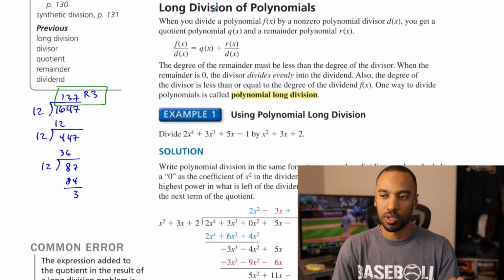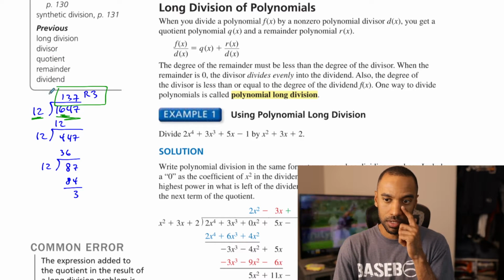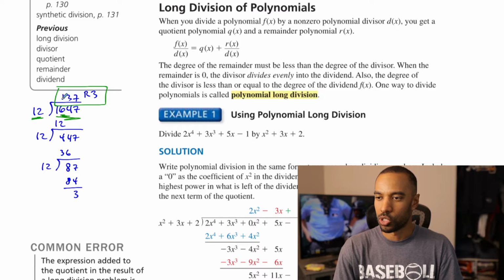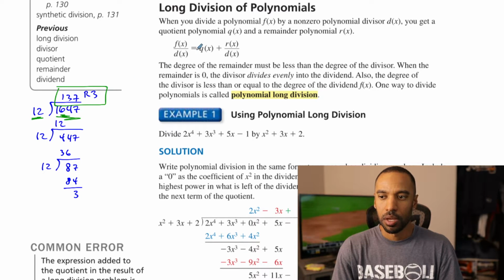Long division of polynomials. When you divide a polynomial, f of x, like say this thing, by a non-zero polynomial divisor, like this. By the way, this is called the divisor, this is called the dividend. The result is a quotient. You get a quotient polynomial and a remainder polynomial. But here's how you can write the result of it. Now, I'll do the same thing with this one right here.